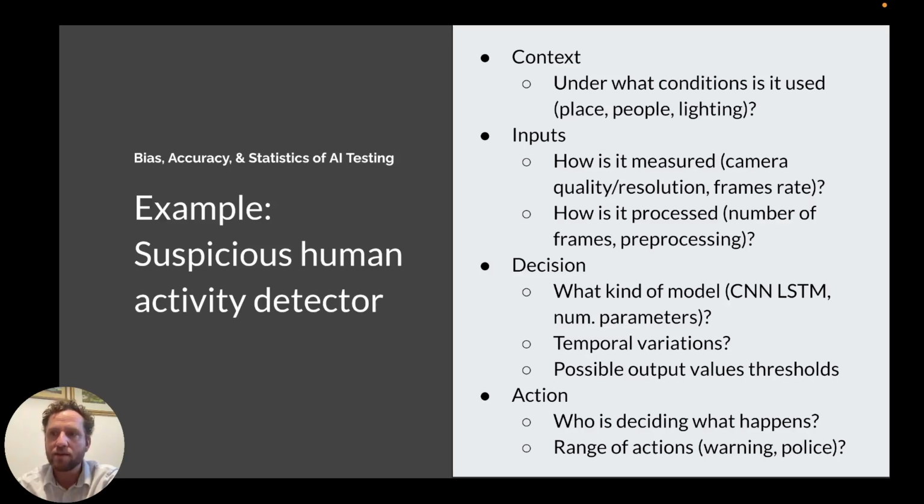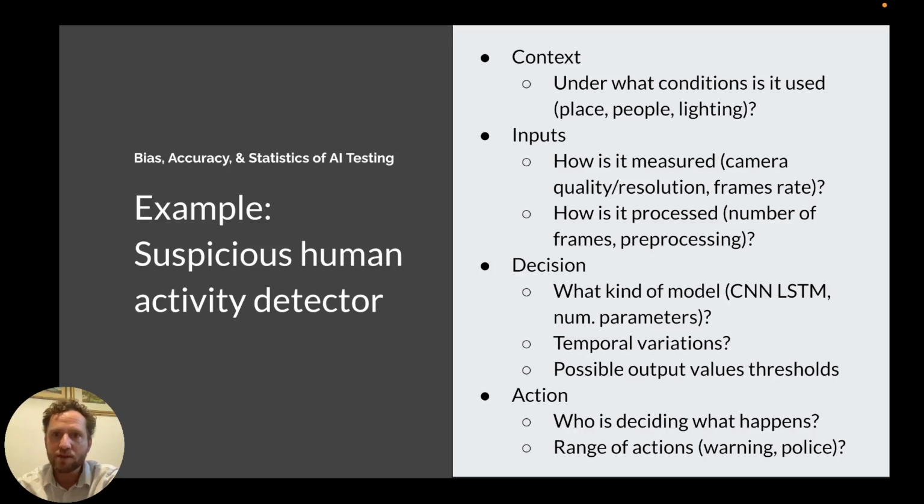It could be different locations. So the place could determine the people. So it might be used in different countries. There might be different lighting situations. It could be used in different times of day. So that's just the context, and there's a wide range of that. So you have to think about where was the testing, what's the context under which this testing was done, and how does that compare with the context in which the algorithm is actually going to be used.